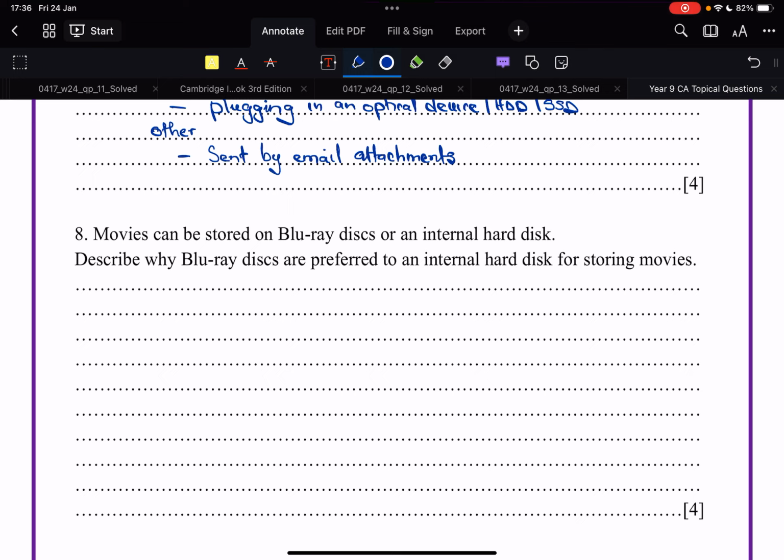So looking at the internal hard disk and the Blu-ray, and I have it as a backup, the Blu-ray discs are portable. Data cannot be erased or edited.